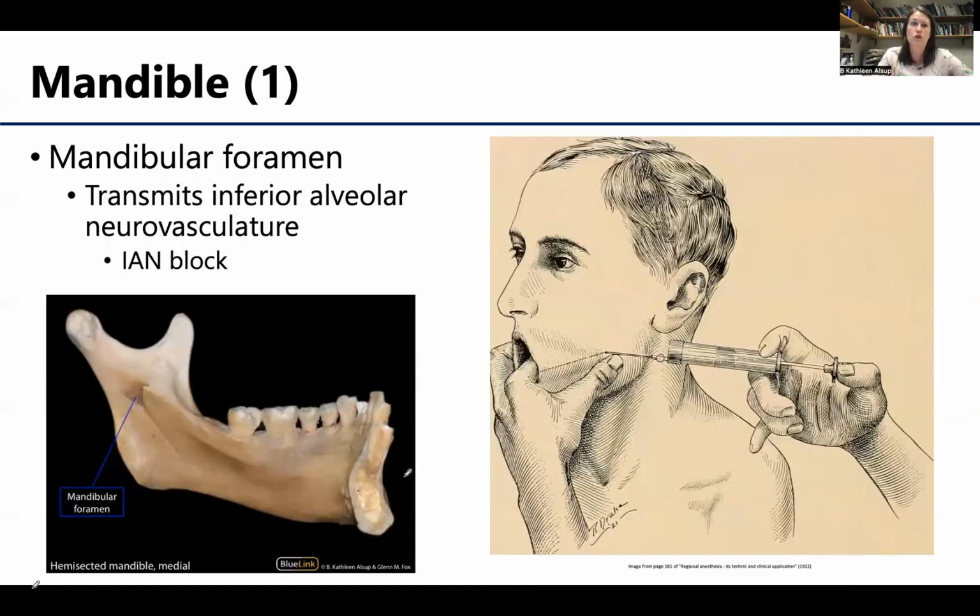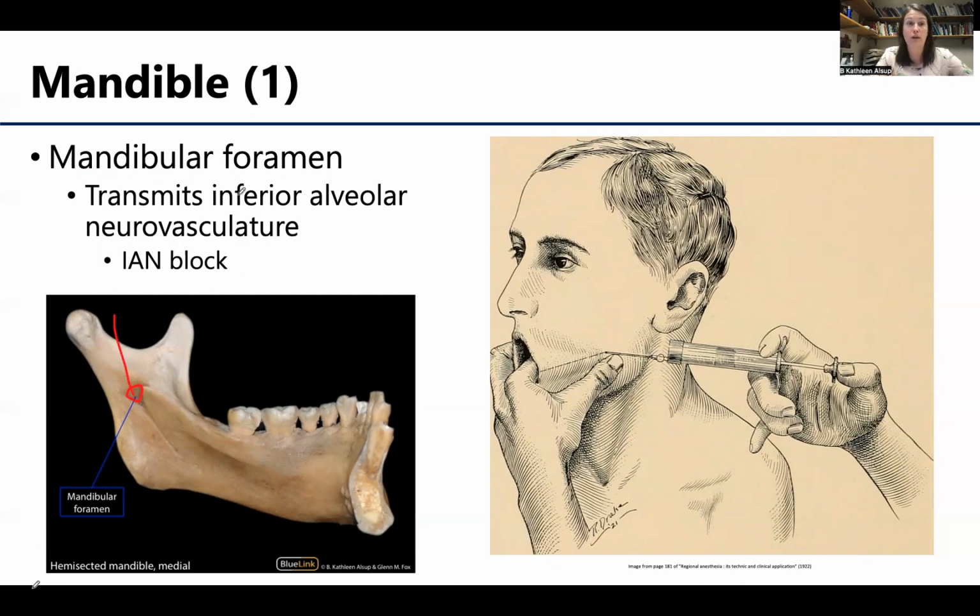One other very important structure associated with the mandible is what's referred to as the mandibular foramen. Anytime you have a foramen, you probably have some type of neurovasculature traversing it, and that is certainly true here. So we're looking at the inside of the mandible here. It's been cut in half, and right here is the mandibular foramen. And through here, you're going to have a nerve travel.